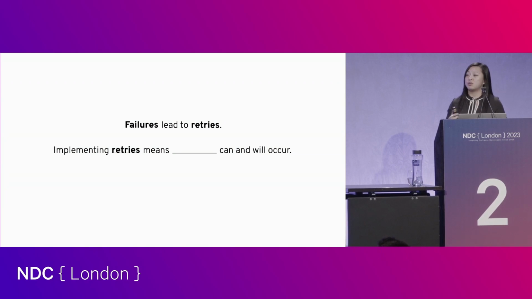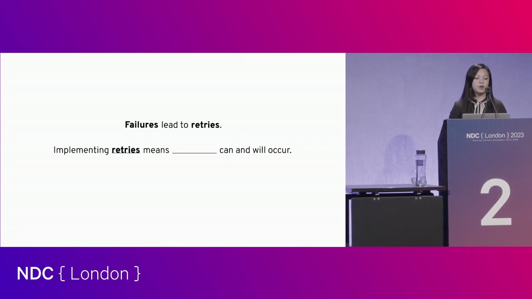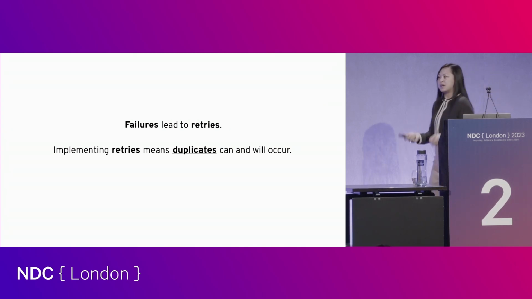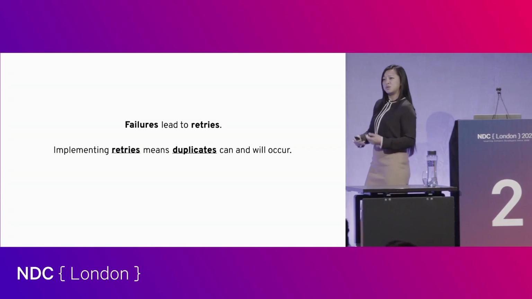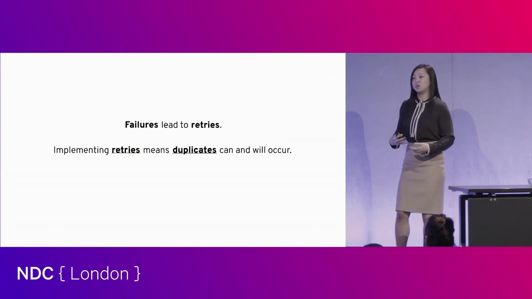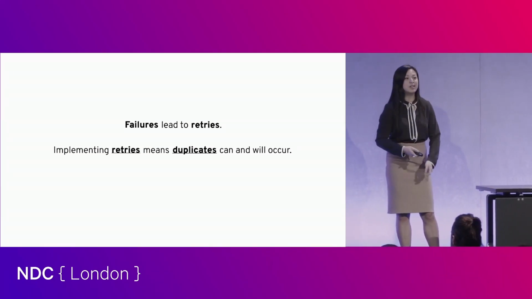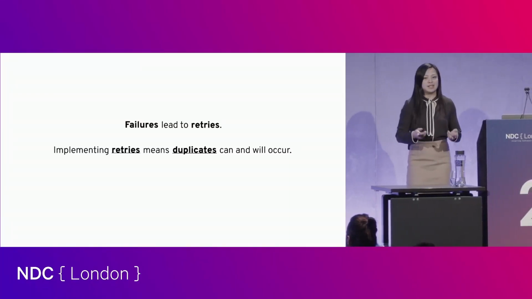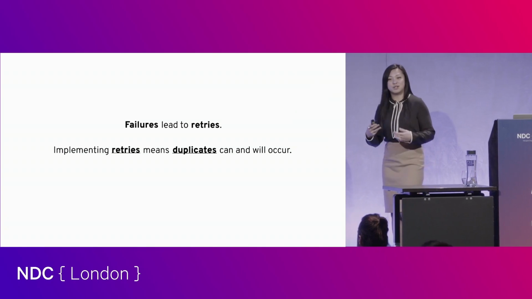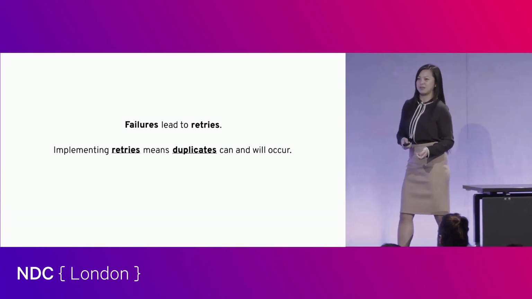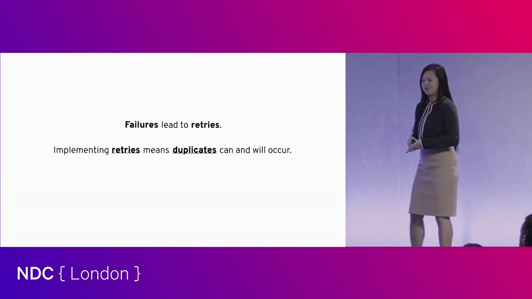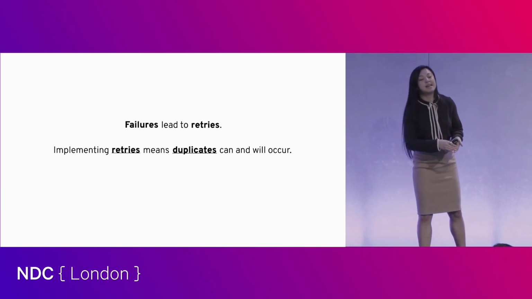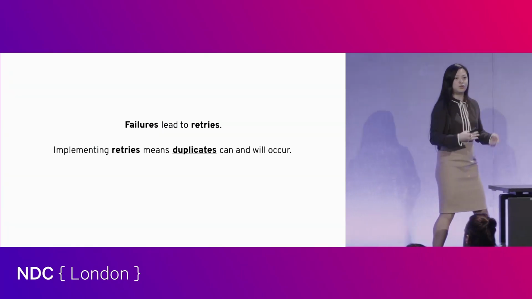Now that we know that retries are going to occur, we know that implementing retries means duplicates can and will occur. Because we know things are going to fail, and because we know retrying something is something we are going to try as a solution, we are going to pretty much explicitly tell our code, hey, we're going to introduce duplicates into our system. We're going to re-invoke an event. We're going to retry this API call. We are going to do it again.